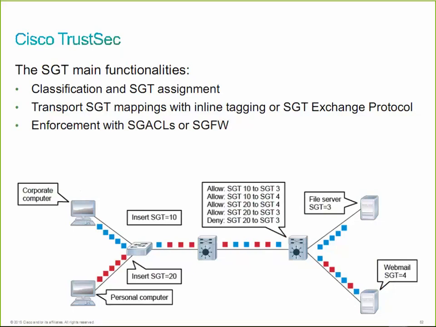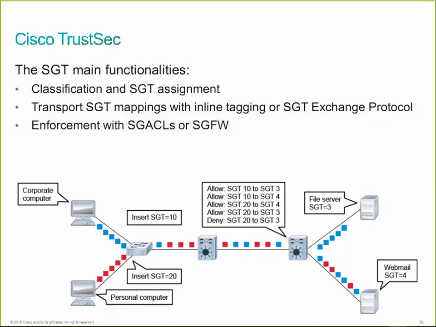The security group mappings follow the traffic through the network. It's embedded in the data that's being created by that endpoint. And that's done through inline tagging or by using another protocol called SXP. SXP is the Security Group Tag Exchange Protocol, which is part of the TrustSec architecture. And all of the TrustSec aware devices understand that protocol.